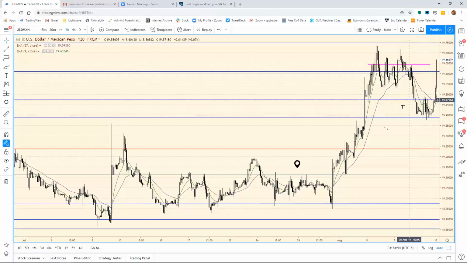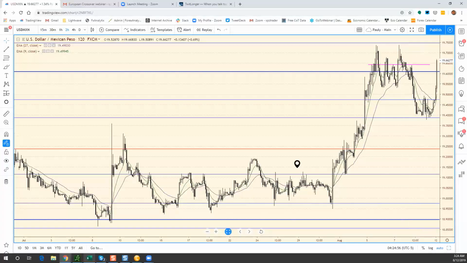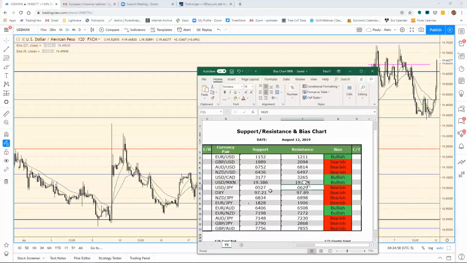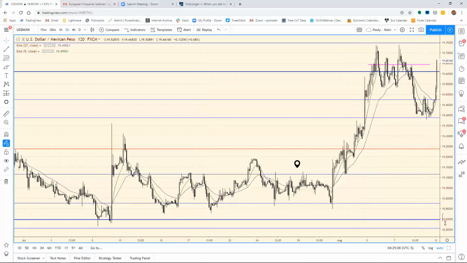Support right now is going to be 19.47, which was going to be resistance, but now support. Moving to the dollar yen. Let's go and adjust this. It's actually right there, so it's 19.68 too.